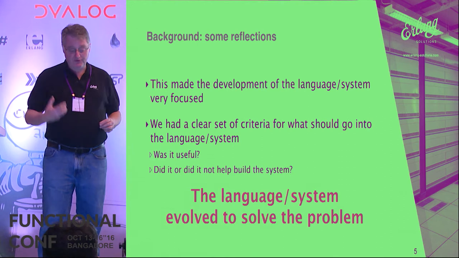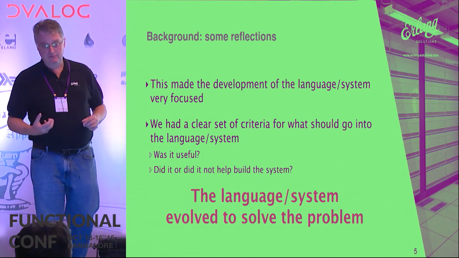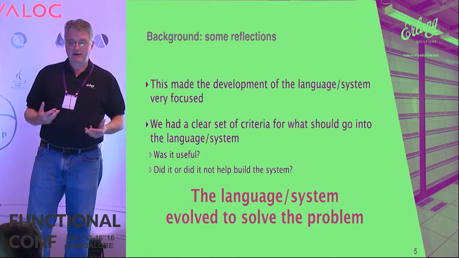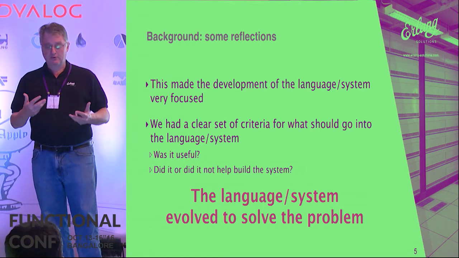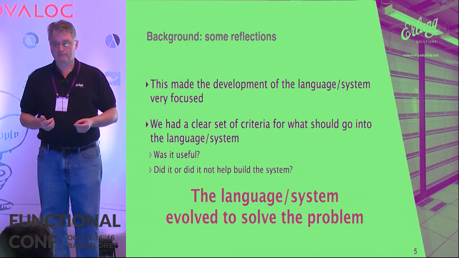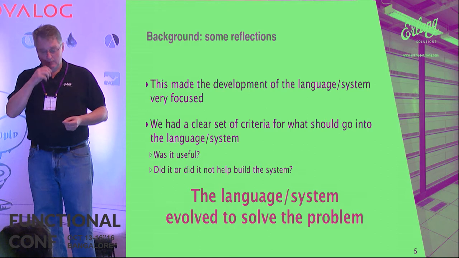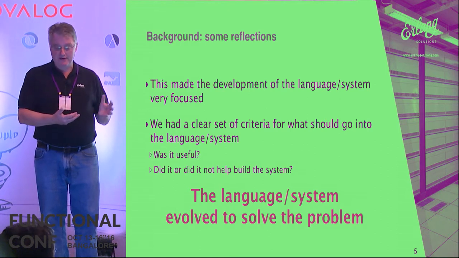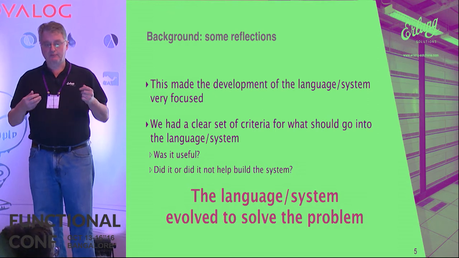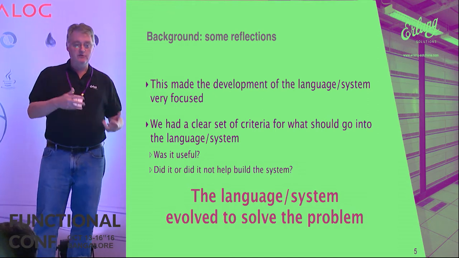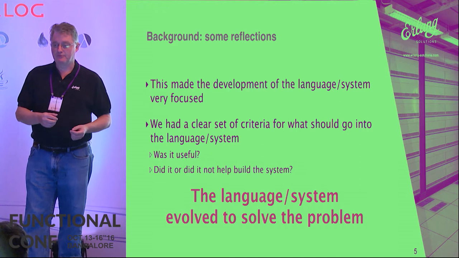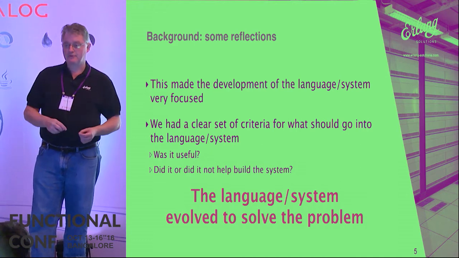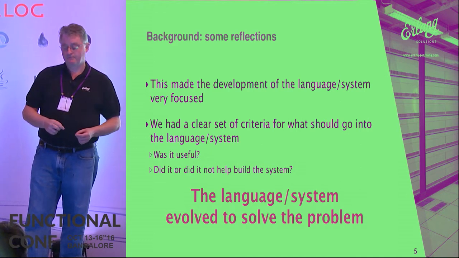the language and the system evolved to solve the problem. So we were developing the language and the way of working, using it to build systems at the same time. Okay. So we knew the type of problems the system should have, and how we should try to solve this, and we would develop the language and the way of using features of the language at the same time. So sort of working upwards and downwards at the same time.